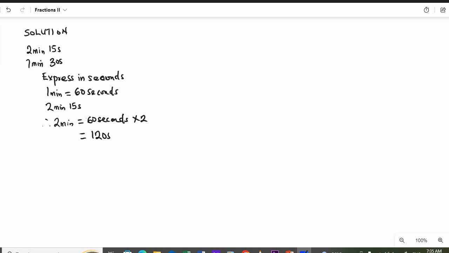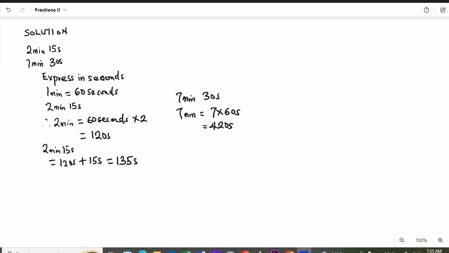And then 2 minutes and 15 seconds is equal to 120 seconds plus 15 seconds, which is equal to 135 seconds. The same thing we will do with 7 minutes and 30 seconds. 7 minutes is equal to 7 times 60 seconds, which is equal to 420 seconds. Therefore, 7 minutes and 30 seconds is equal to 420 seconds plus 30 seconds, which is equal to 450 seconds. So now we have that 2 minutes and 15 seconds is equal to 135 seconds, and 7 minutes and 30 seconds is equal to 450 seconds.